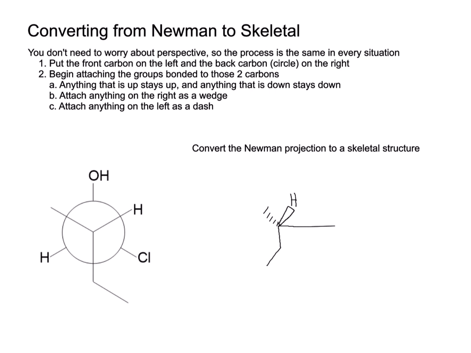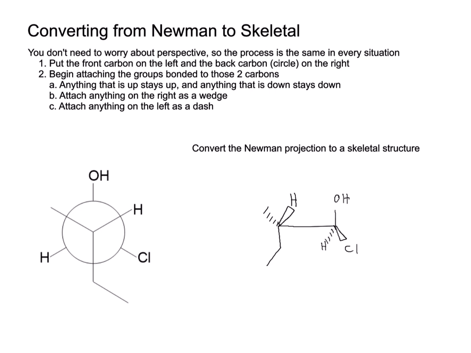Now let's focus on that back carbon. On the back carbon, we have an OH group going up. So we're simply going to draw that going up off of this right-hand side carbon. We have a chlorine on the right, so we're going to show that as a wedge. Then we have a hydrogen on the left, so we're going to show that as a dash.